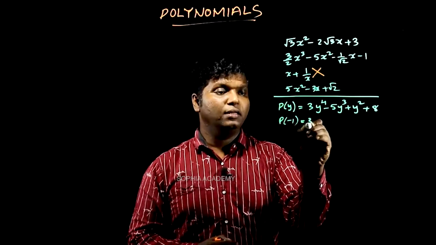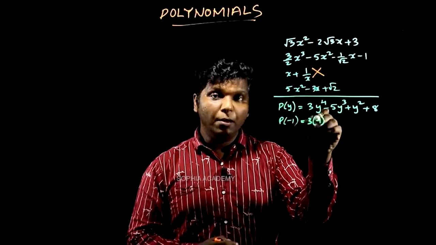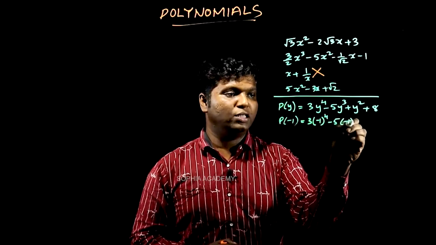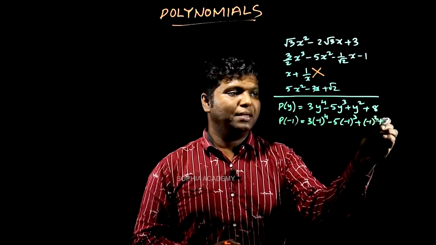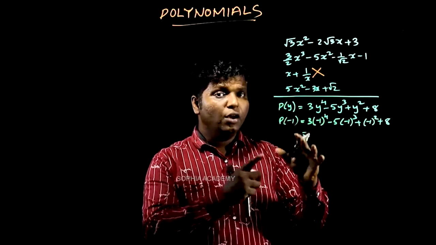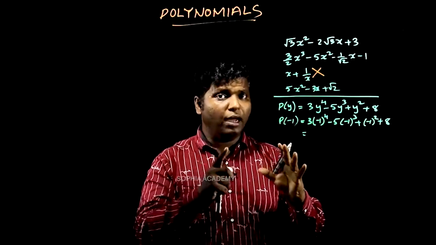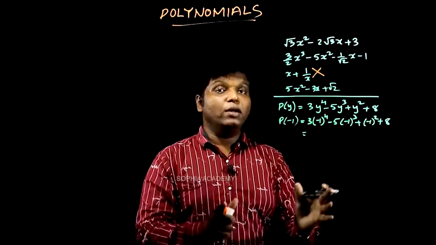So very simply 3 into, wherever you are finding y, just substitute the value of minus 1 there. Keep it within brackets. Raised to 4 minus 5 into minus 1 raised to 3 plus minus 1 square plus 8 is equal to. Actually, when you are doing for 3 marks, you have to follow every step. But here, I told you initially that we have to get this answer within 1 minute. So we are not going that much far.